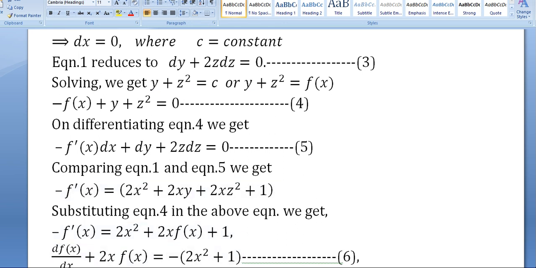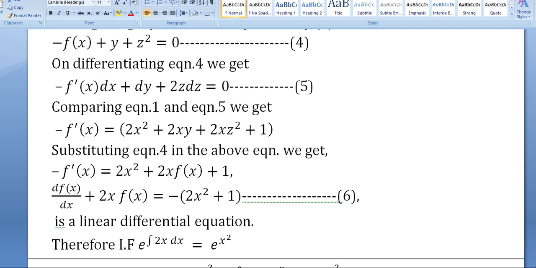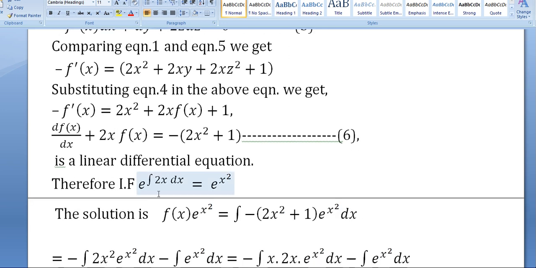Now rearranging the terms of this equation, we can write f dash of x, that is df by dx, plus 2x into f of x is equal to, transferring this 2x square plus 1 to the other side, minus 2x square plus 1. When we notice this equation, it is a linear differential equation of the form dy by dx plus py is equal to q. So whenever it is a linear differential equation, we have to find the integrating factor.